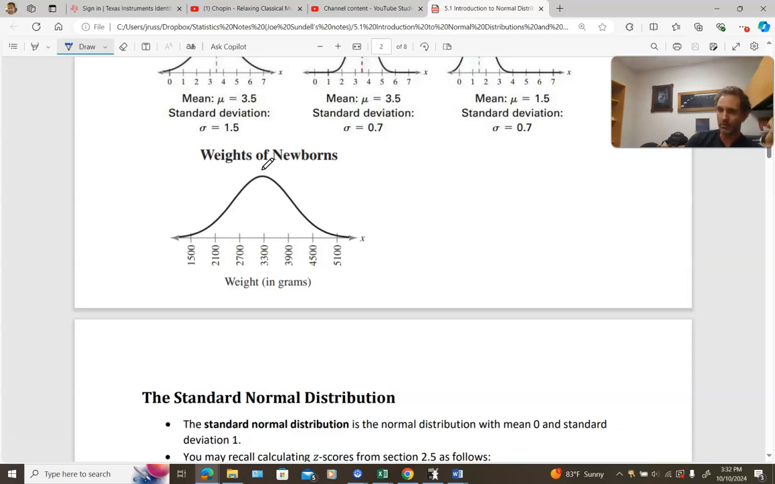People's IQs, those are normally distributed. The weights of newborns, like we see here, these are normally distributed. So you can see the center of the distribution is about 3,300 grams. Okay, and this would be about 7 pounds. So that would be about average, and then you can see it kind of falls off after that. And we don't actually know what the standard deviation here is, but you can see.